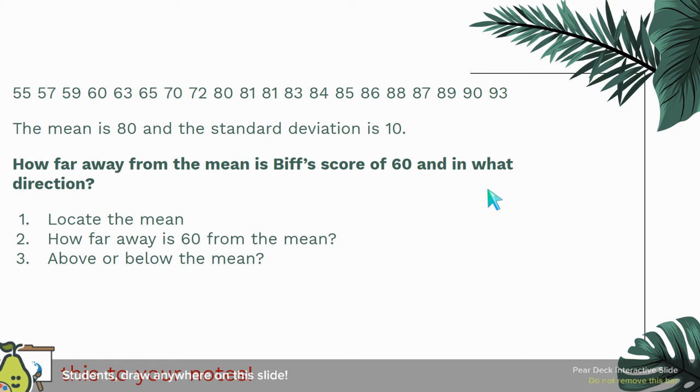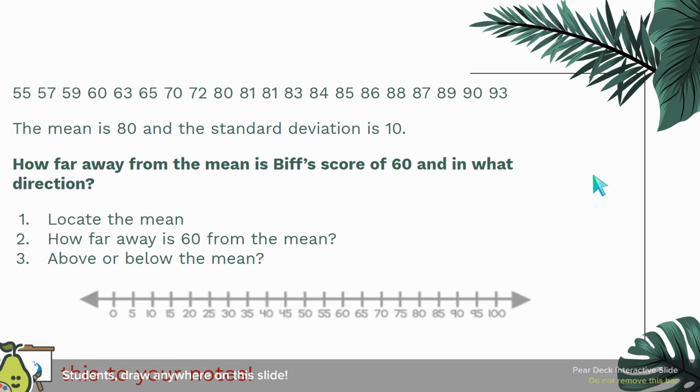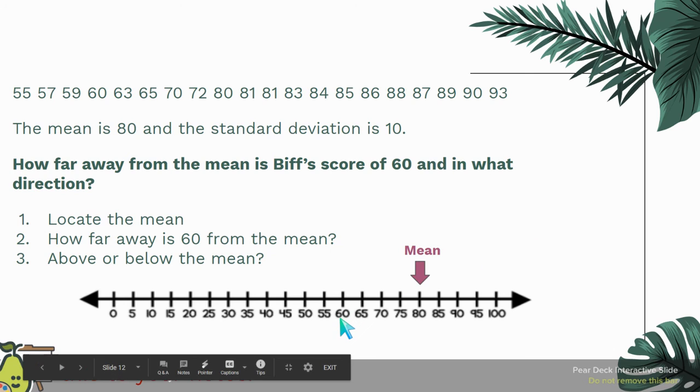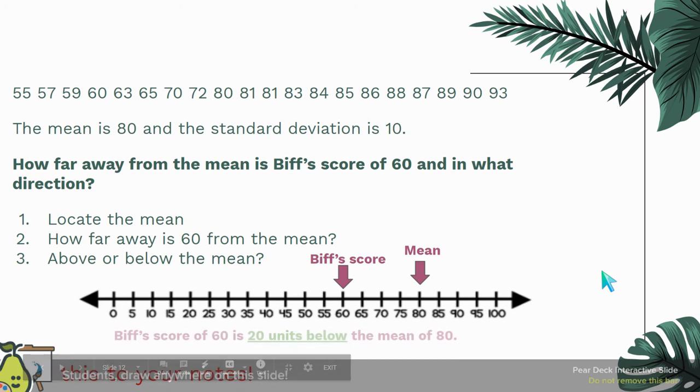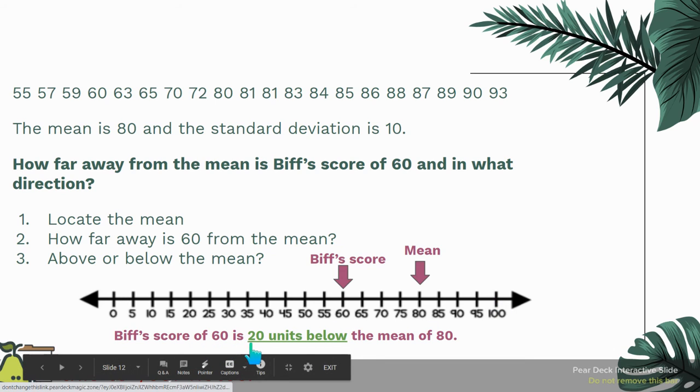Well, the first thing we can do is locate the mean on a number line. Now we can ask ourselves, how far away is 60 from the mean? Well, 60 represents Biff's score, and Biff's score is 20 units below the mean. So here's the mean, and here's Biff's score. And Biff's score is below the mean, and specifically 20 units below the mean.